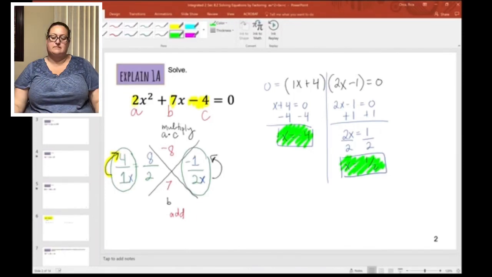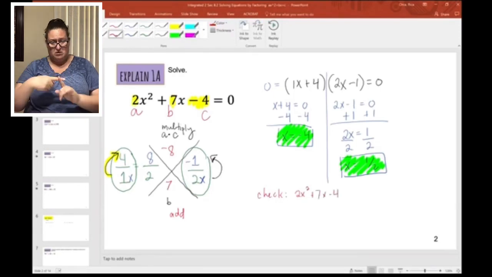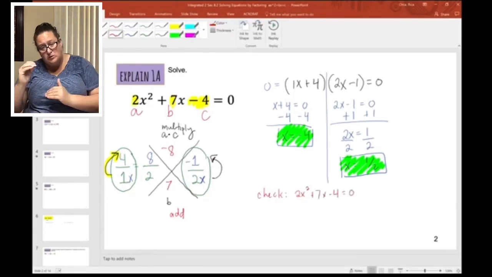Let me show you how to check your work. So we have 2x squared plus 7x minus 4 equals 0. I'm going to check x equals -4.